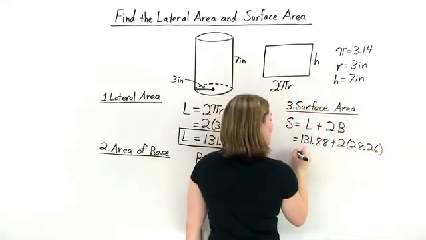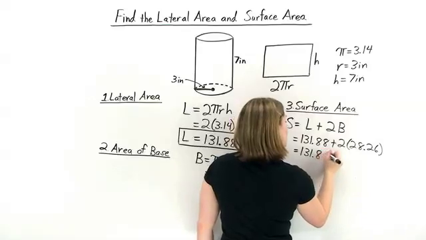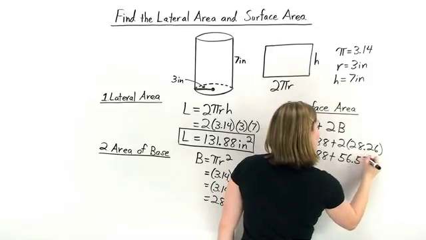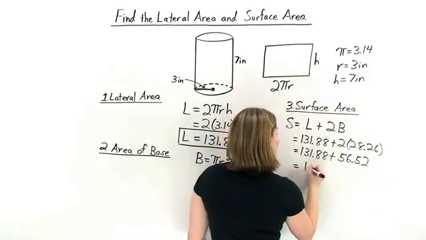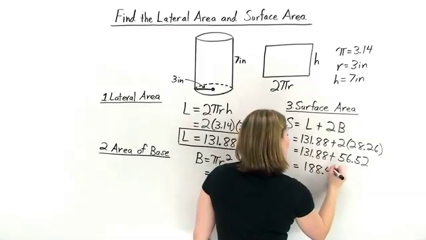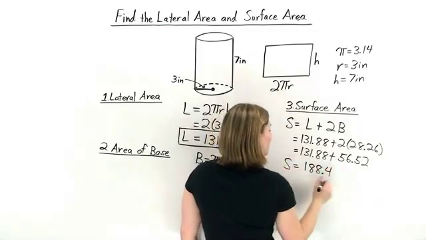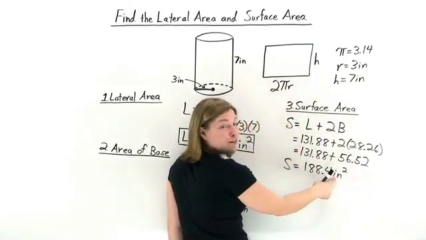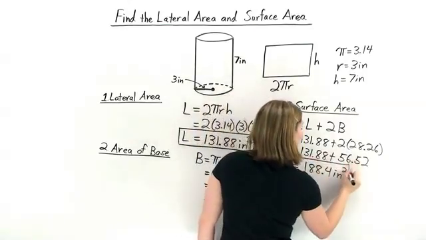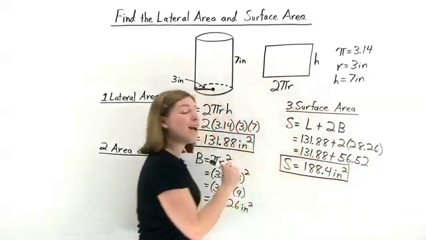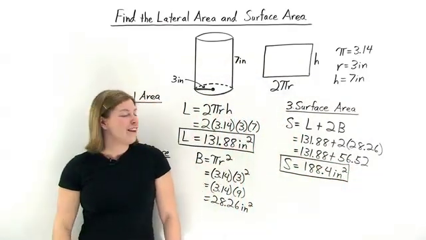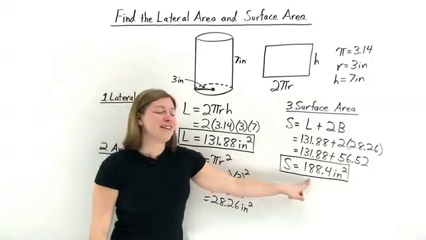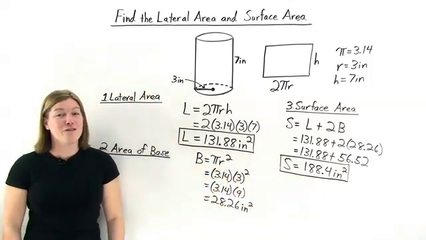Now we simplify. Here we still have 131.88. When we perform this multiplication, we get 56.52. When we perform this addition, we end up with 188.4. This is S, the surface area. Because it's an area, we need units squared. And we've been working in inches, so we have inches squared. And now we have the lateral and surface areas of this cylinder. The lateral area is 131.88 inches squared, and the surface area is 188.4 inches squared.